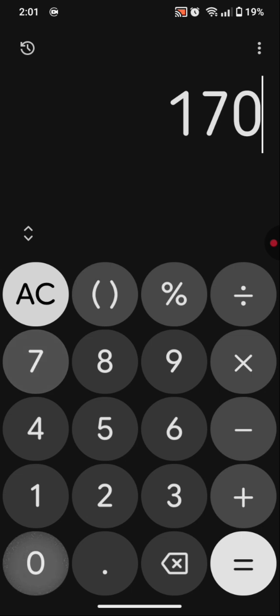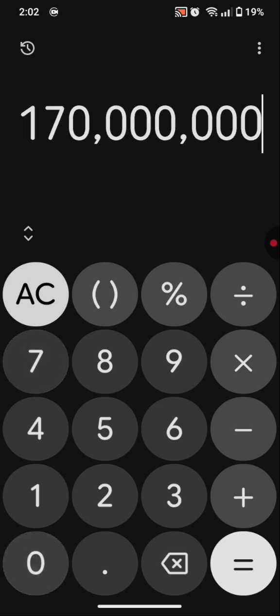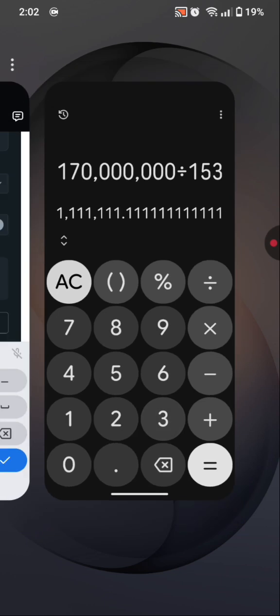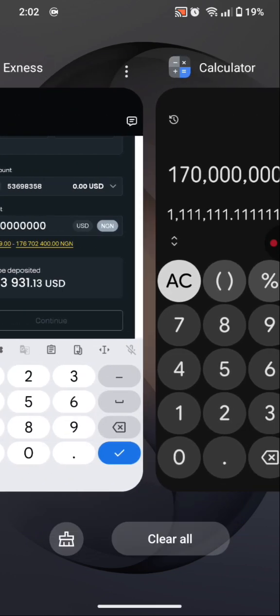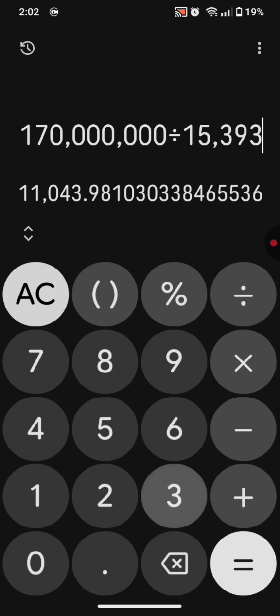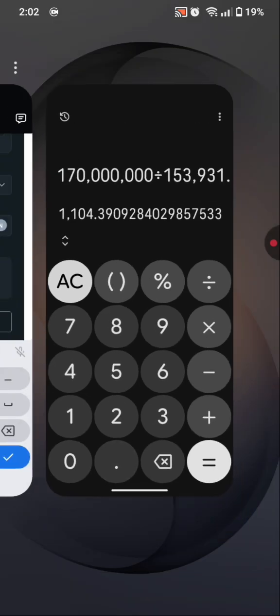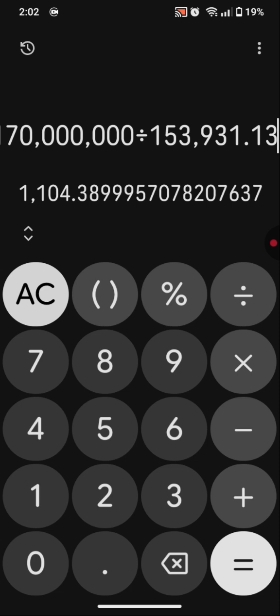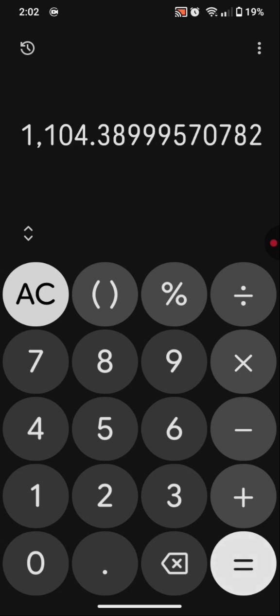So let me go ahead and do the math. 170 million divided by 153,931.13. So I'm going to be getting 1 USD at the rate of 1,104.39 Nigerian naira per US dollar. That is the amount I get 1 USD from my account, which is activated for arbitrage today.